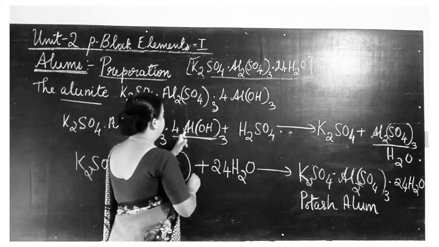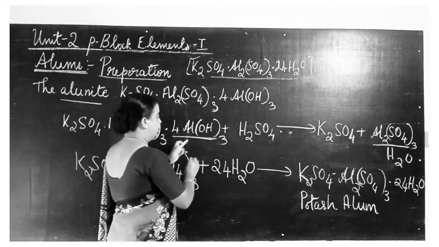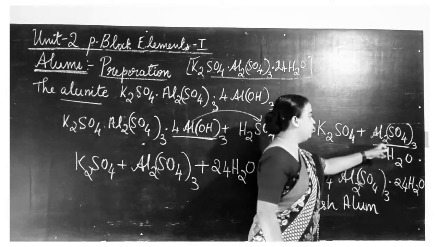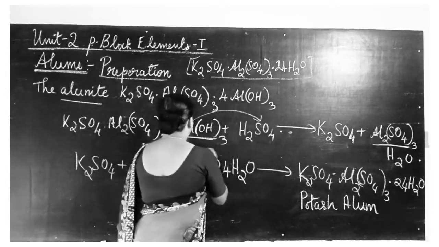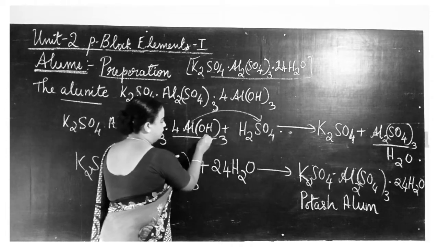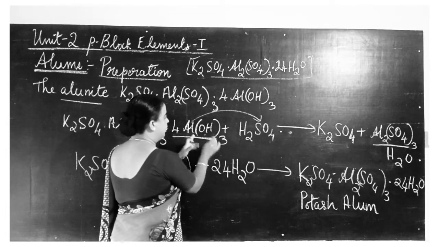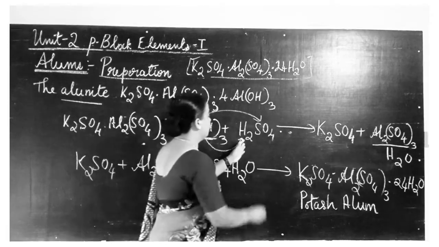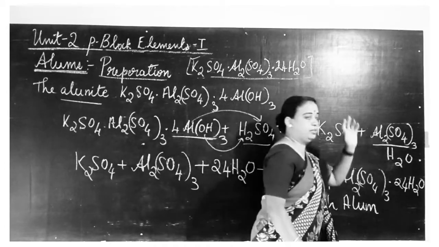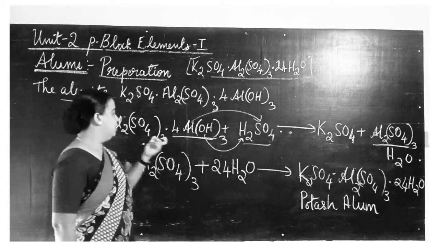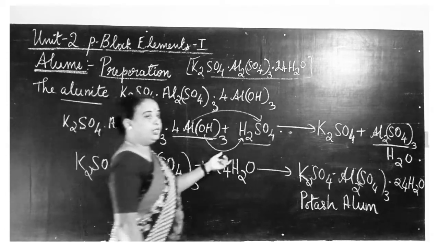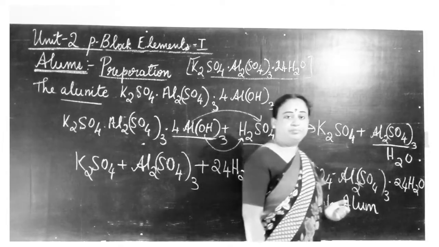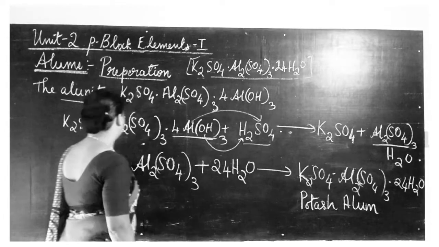This aluminium hydroxide combines with sulfate and forms aluminium sulfate, Al2(SO4)3, and OH thrice. The 3 hydroxyl groups combine with hydrogen present in the sulfuric acid to form water. Likewise, once the alunite is treated with sulfuric acid, you get the products potassium sulfate, aluminium sulfate and water molecules. Now let us balance this equation.